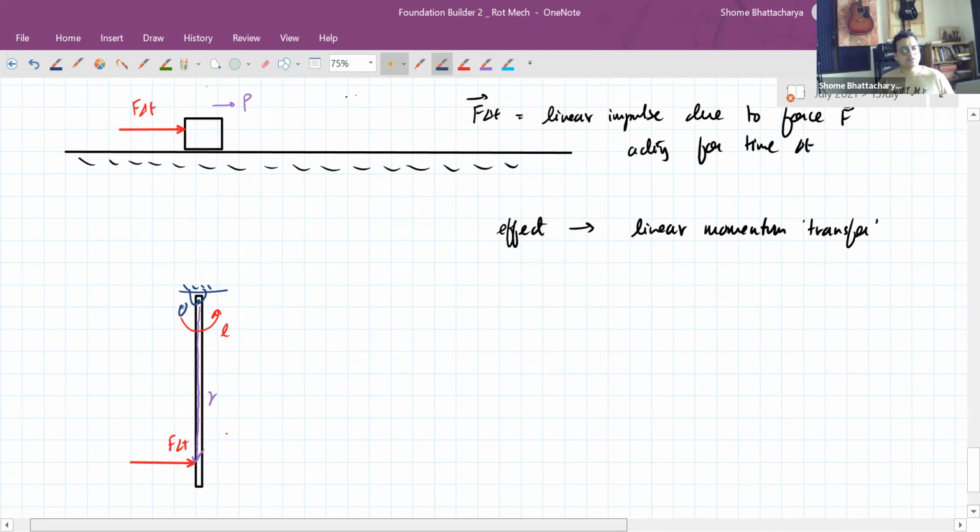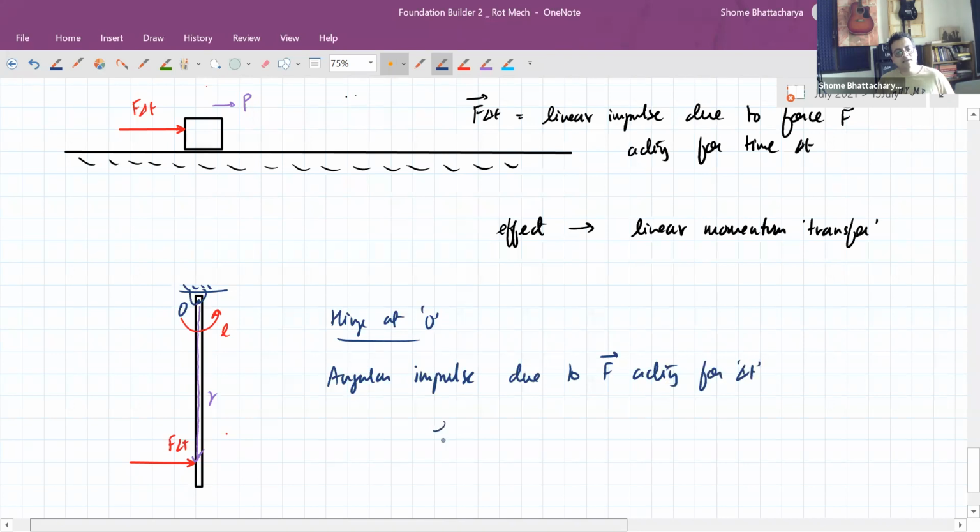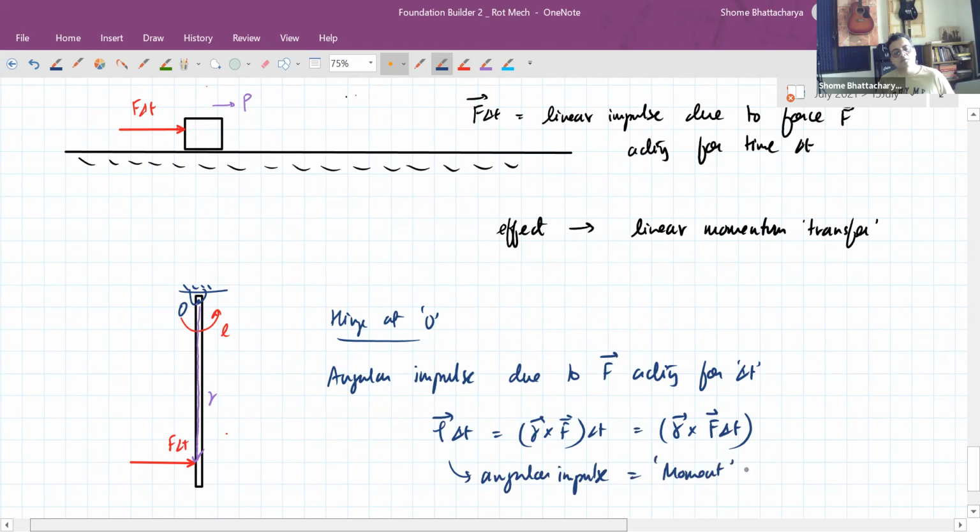With respect to the hinge, let's say there is a hinge at O. The angular impulse due to that force F acting for delta t amount of time will be tau into delta t. So that will be equal to r cross F into delta t. So the angular impulse equals the moment of linear impulse. This is the equation that is analogous to the equation of torque.